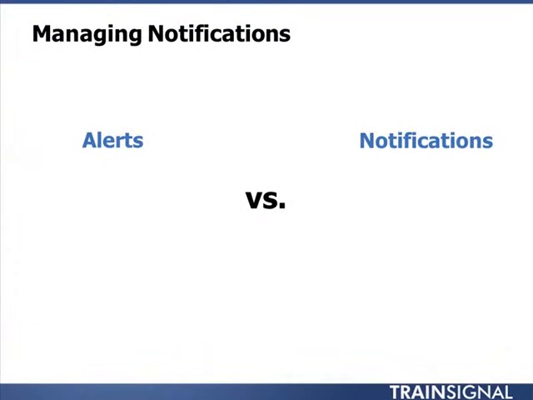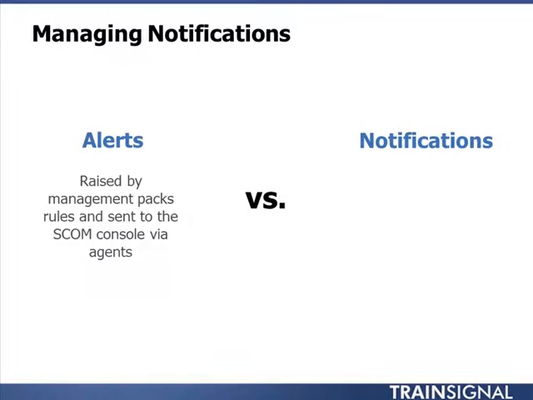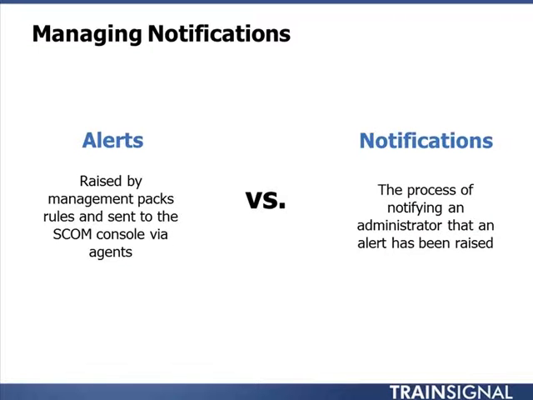Now, let's talk about notifications. An alert is raised by things in a management pack, monitors, rules, whatever. And these are sent to the Operations Manager console via the agents really that are on the machines that are being monitored in the environment. Notifications, however, are the process of notifying an administrator that an alert has been raised. Now, this happens so that an administrator can be notified that some action may need to be taken. And that's really the job of the notification in Operations Manager.